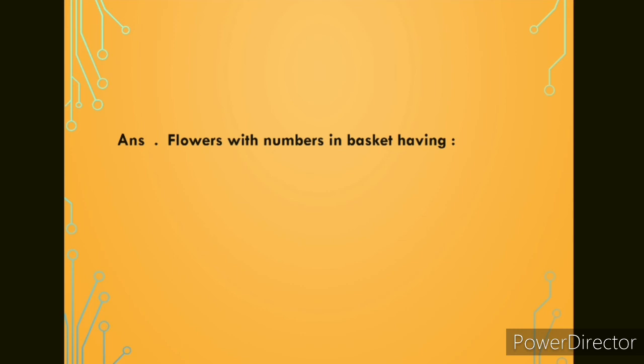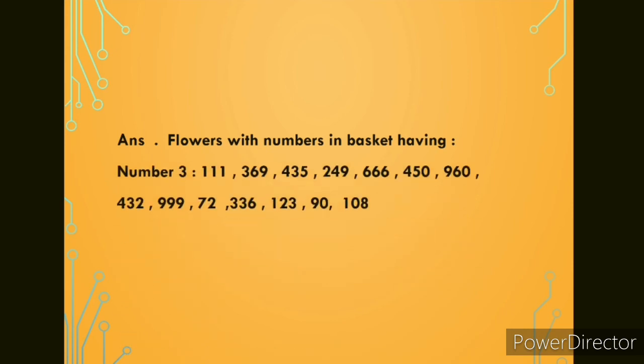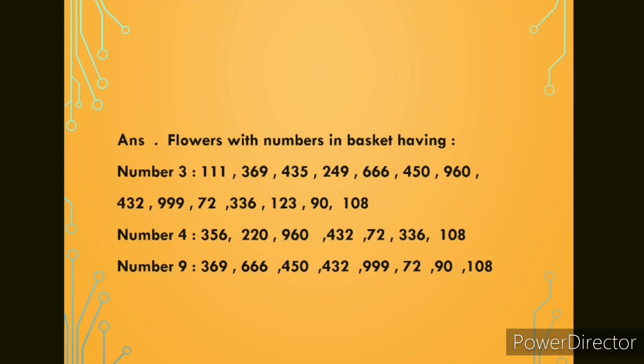Answer, how we have to represent. Let's see. Flowers with the numbers in the basket having, first is number 3, are these numbers. Okay. Number 4, these numbers, and number 9. So respectively these are the numbers which they will be having in their baskets.